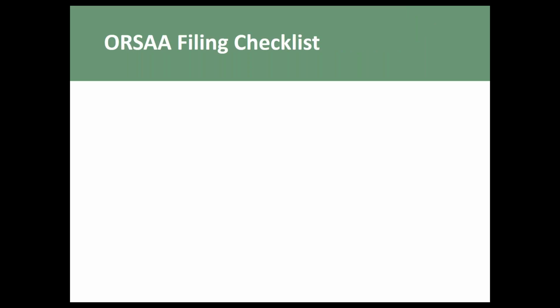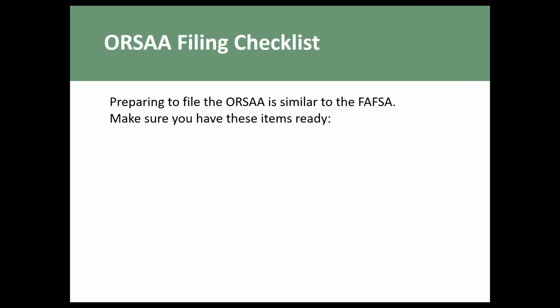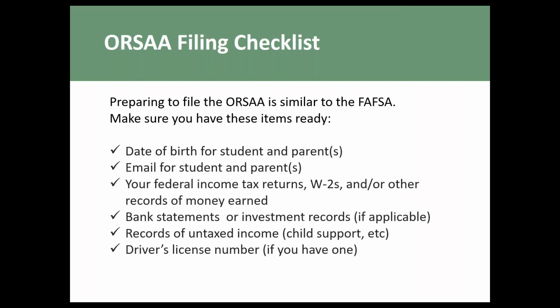This is a checklist of how to prepare to file the ORSAA, what kind of documents and information you'll need. And it's very similar to the FAFSA. It's the same kind of information and questions that are on the FAFSA. So you'll need to know date of birth, email for the student and the parent. You'll need to know income, tax return information, or other records of earnings, any bank statements, other income, and a driver's license if you have one.